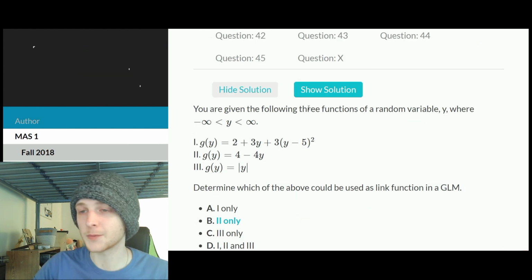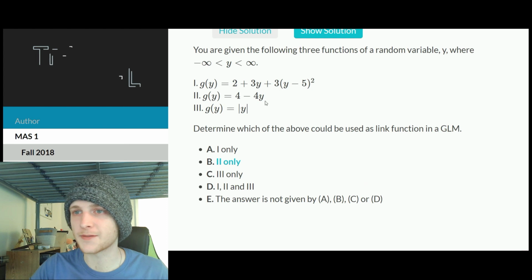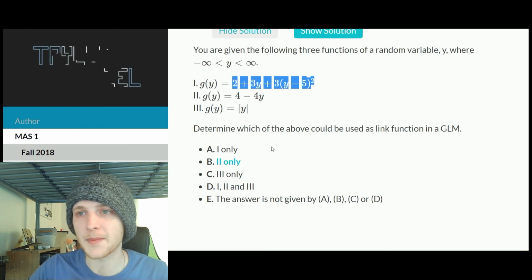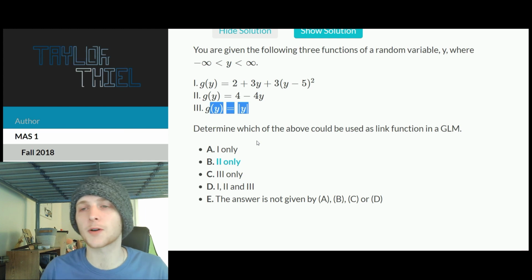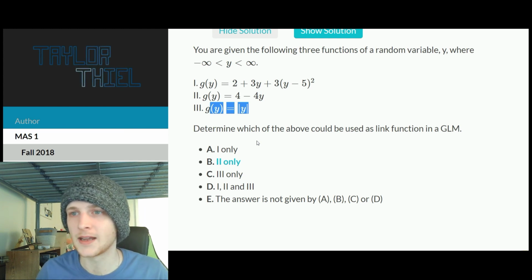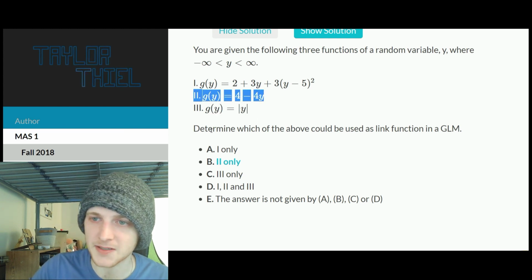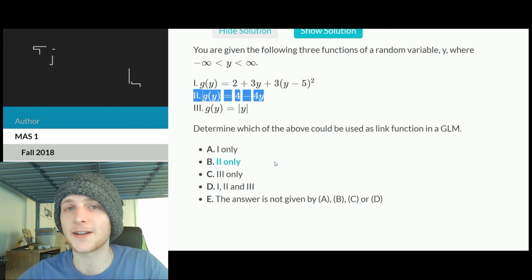But with that said, to summarize, we found that the first is not monotonic, and the third is neither monotonic nor differentiable within the domain, and therefore the only acceptable answer is 2, and so B is our final answer.